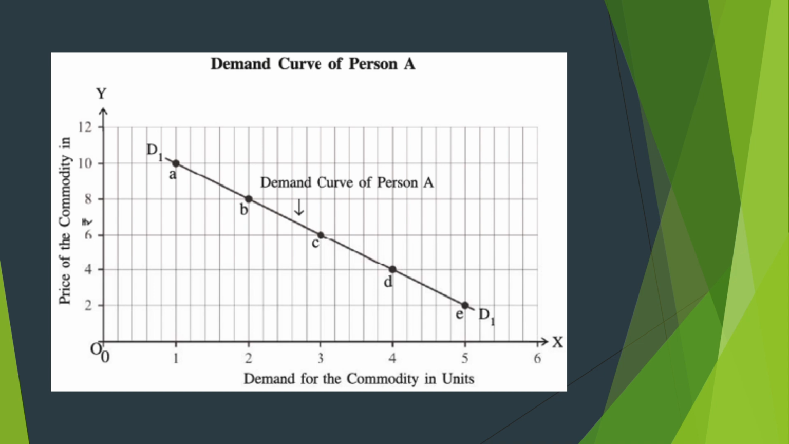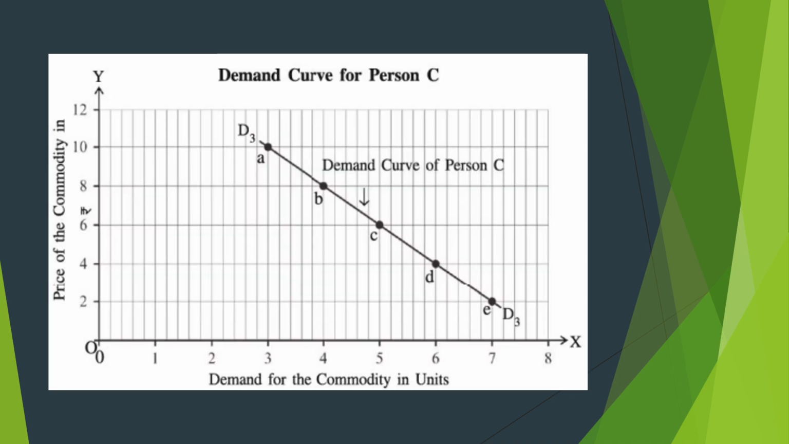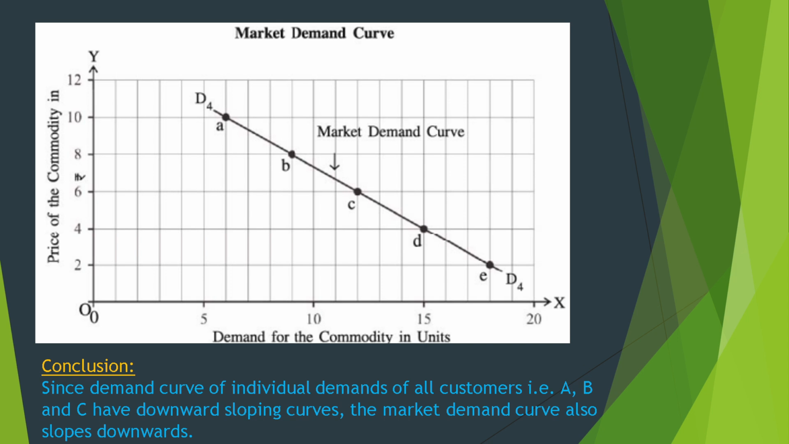So this is the chart of person A. Price of the commodity, demand for the commodity in units. Coming to the next, demand curve of person B, demand curve for person C, and the final market demand curve. And the conclusion: since the individual demand curves of all customers, that is A, B and C, have downward sloping curves, the market demand curve also slopes downward.